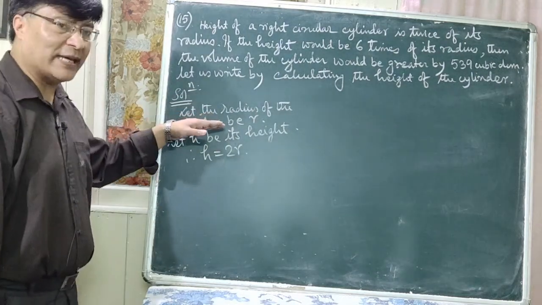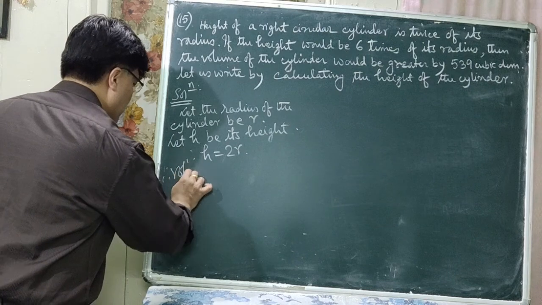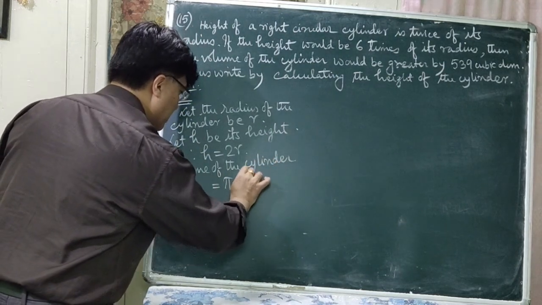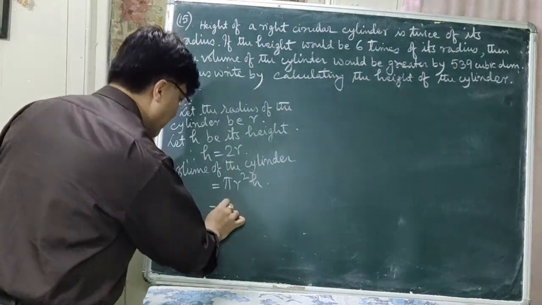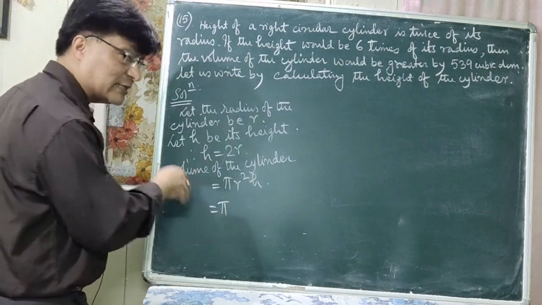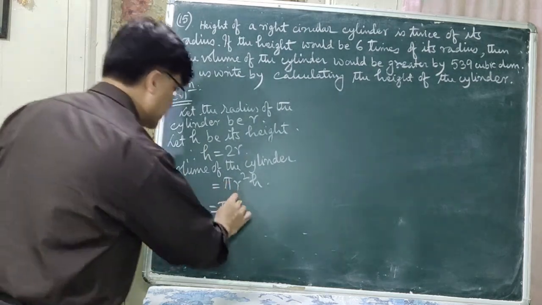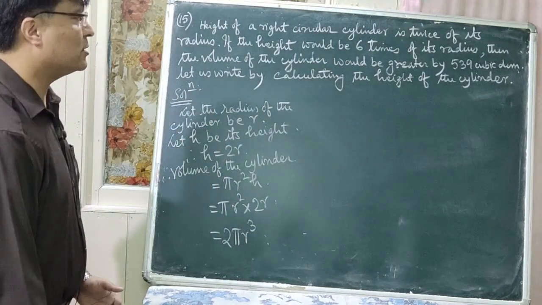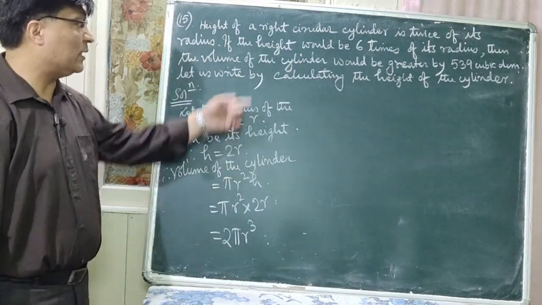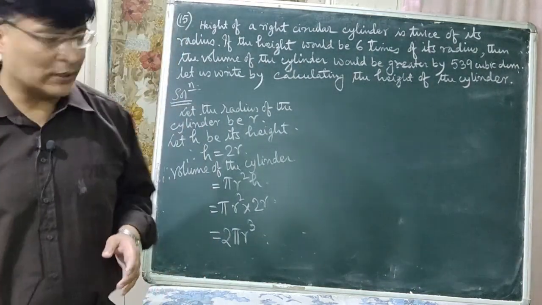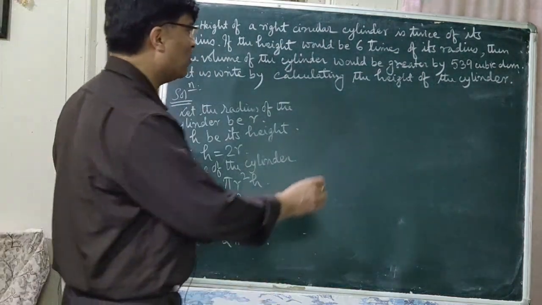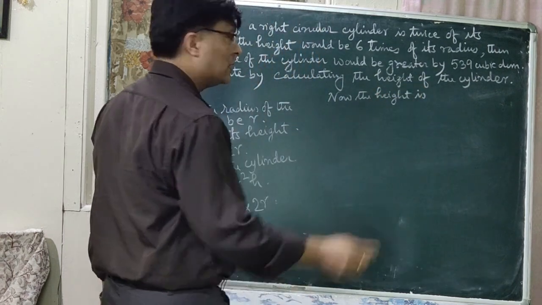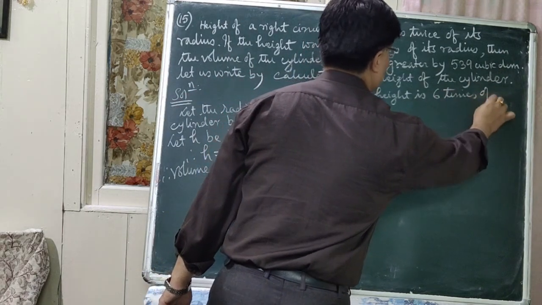Is that clear? So in this case, let us find the volume of the cylinder. Therefore, the volume of the cylinder is equal to, what is the formula? It is pi r square h, which is equal to this pi, keep it as it is. Don't write the value for pi in this case. Keep it as it is, that is pi, okay? So what is the value for r? Radius is r itself, r square into what is h? It is 2r. So which is equal to 2 pi r cube. This is 2 pi r cube, okay? So this is the volume of the cylinder, which is given in the first part of the question, okay? Now, if the height would be 6 times its radius, now the height is 6 times its radius.